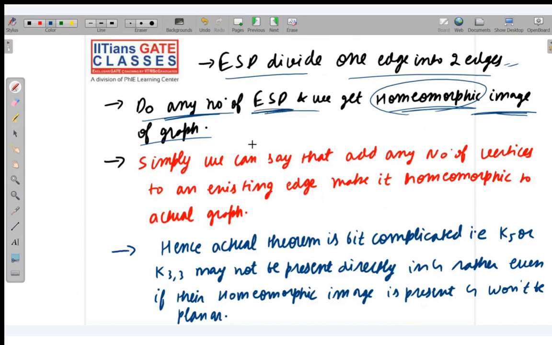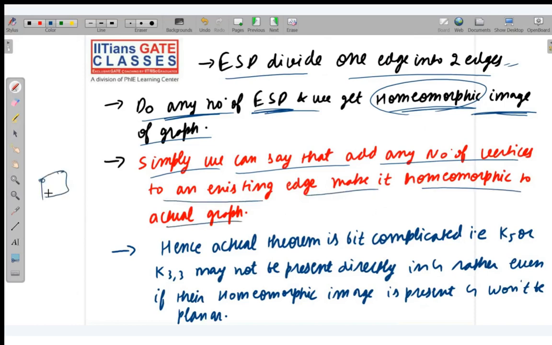An elementary subdivision means you can put vertices on an edge. Simply we can say: add any number of vertices to an existing edge, and make it homomorphic to the actual graph. For example, this is a graph given to you, so the homomorphic image will be H, like this we will write. You introduce a vertex here, here. Whatever number of vertices you want, you can take. It will be a homomorphic image, no problem.